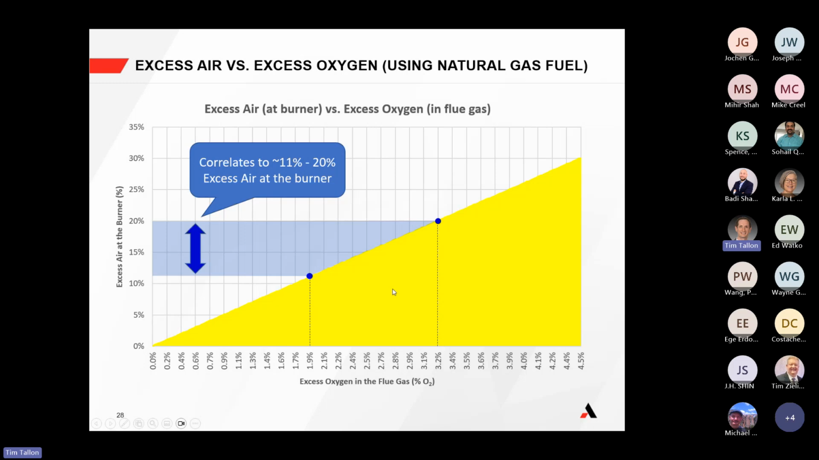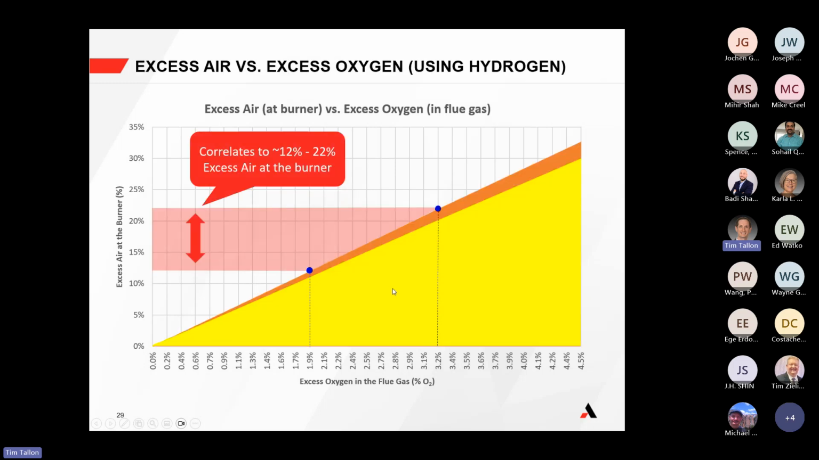And if I were to preview it for hydrogen, it's very similar. So hydrogen, at 3%, 3.2%, it's roughly 22%. At 2%, it's roughly 12%. So it's still very much correlated, very consistent across fuels. And I've also tested this for different hydrocarbons as well, very steady around this 12 to 20% range.